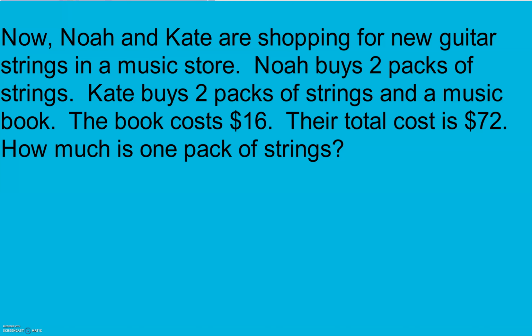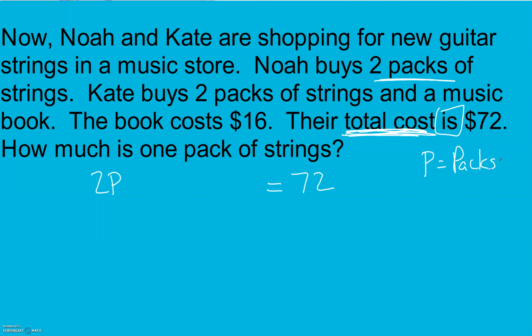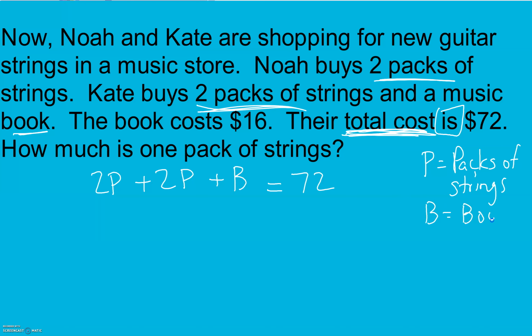So they're shopping here. Their total cost, which means we're going to add up all the costs and have it equal 72. Is means equal. The things that they spent their money on were 2 packs of strings. I'm going to use P for packs of strings because S's are hard. I always think they're 5s. Kate bought 2 packs of strings. And Kate bought a book. And it was just 1 book there.